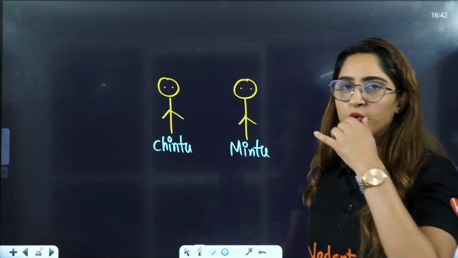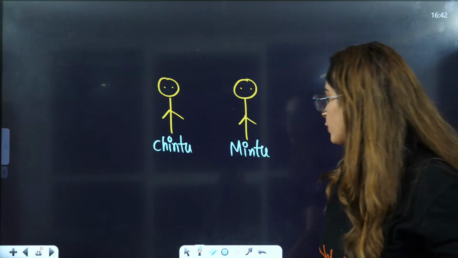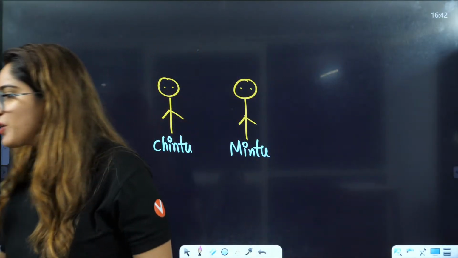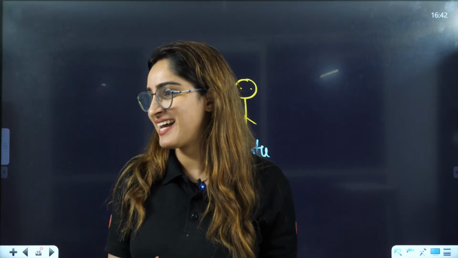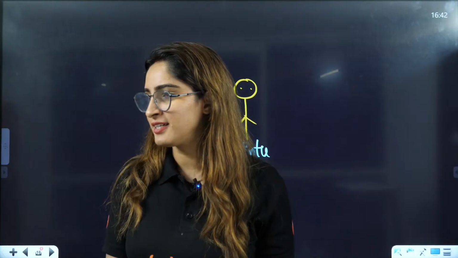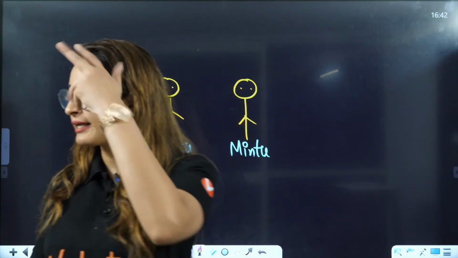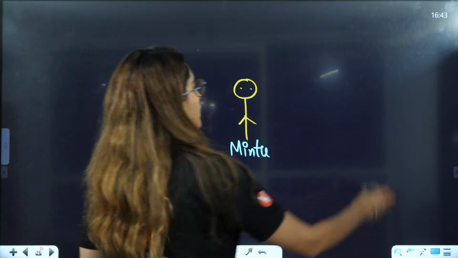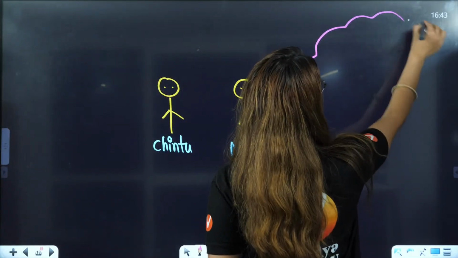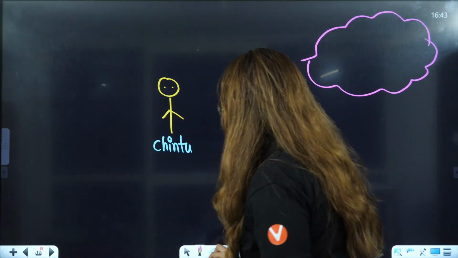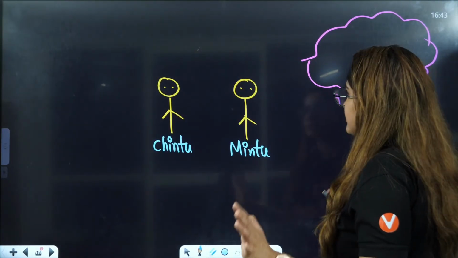Chintu and Mintu both are thinking of going to which place? Where do you want to go, students? Varkala? You want to go to Varkala? It's a very beautiful place. Both are thinking to go to Varkala. Both are dreaming of beaches, this and that, will have fun. Both are thinking that we will enjoy.